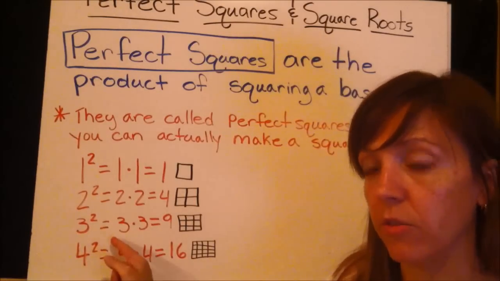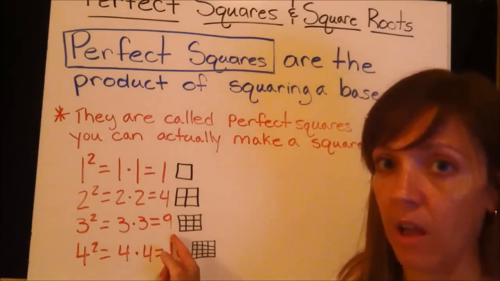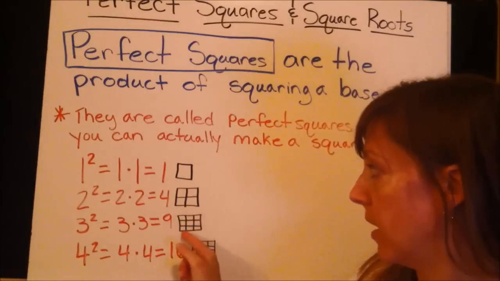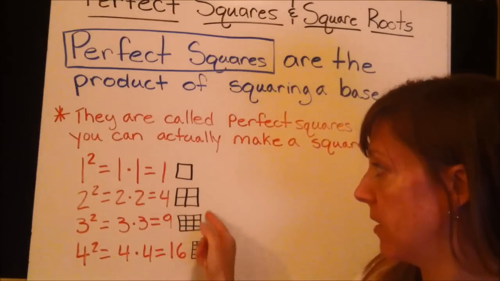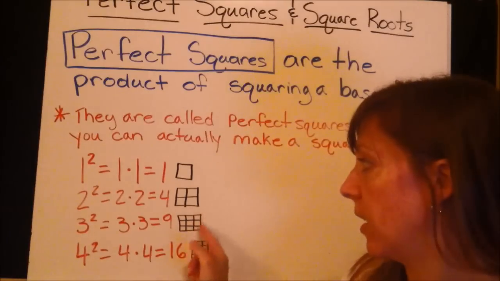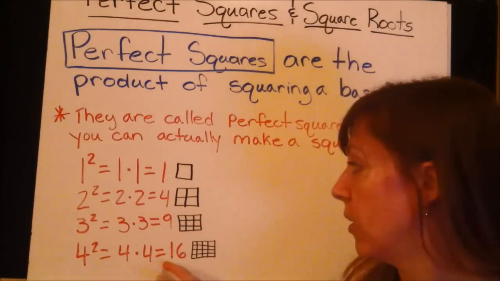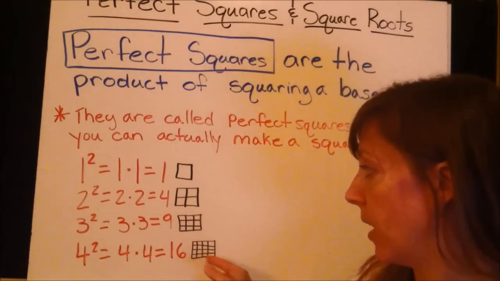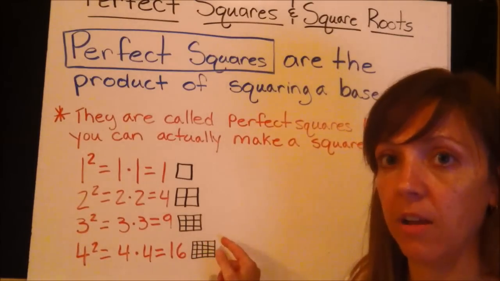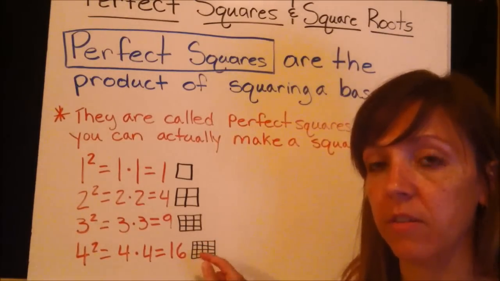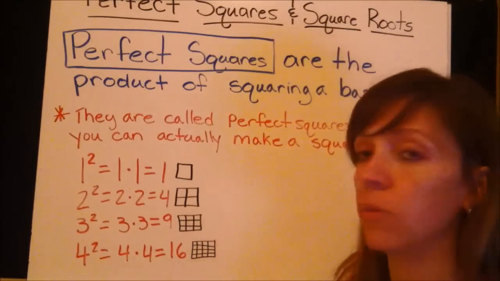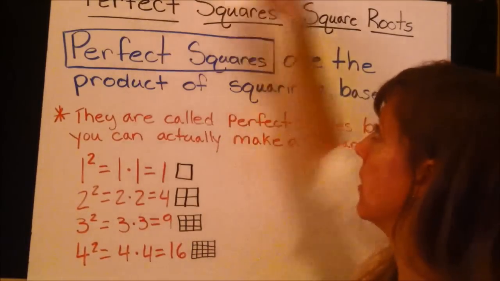3 squared is 3 times 3, which is 9, and this square would represent 3 along the base, 3 height, and an area of 9. 4 squared equals 4 times 4, which is 16. This square represents a base and a height of 4 and an area of 16, and so on, with 5 squared and 6 squared.